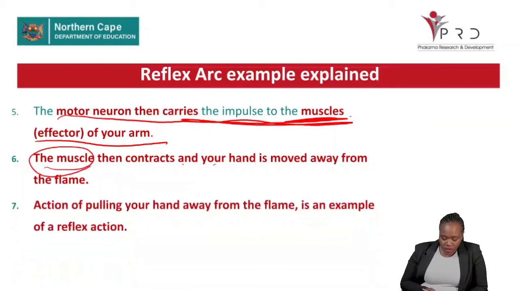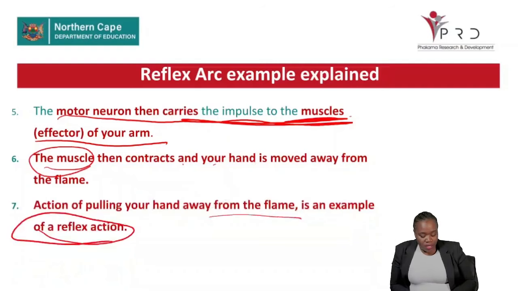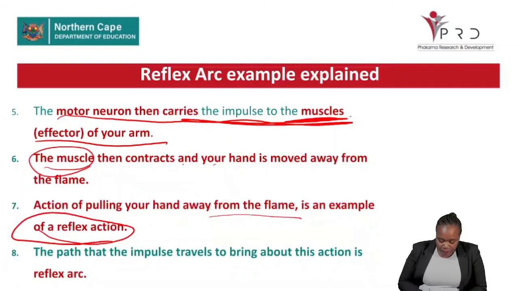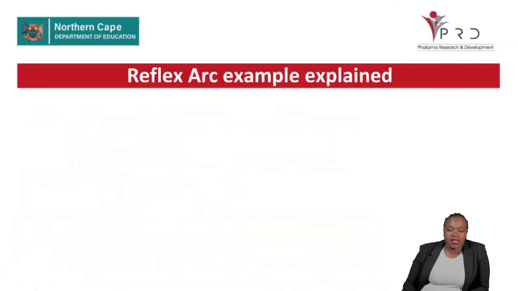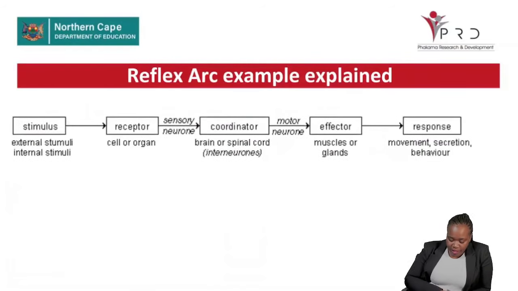So that action of pulling the arm or the hand away from the flame is what we refer to as a reflex action. And then the reflex arc would be the pathway that has been followed in order for this reflex action to take place. So the path that the impulse travels to bring about a reflex action is called a reflex arc. So the reflex arc is the pathway, and the reflex action is the action that takes place.